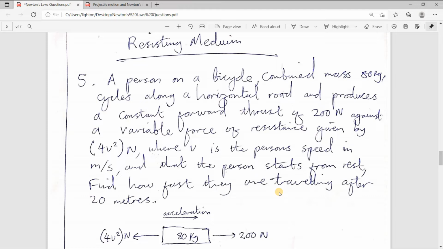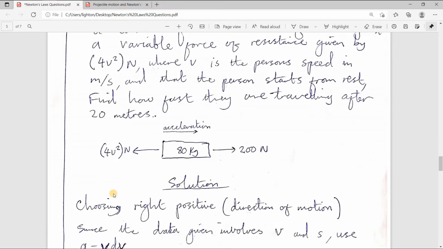Find how fast they are traveling after 20 meters. That's the question. We want to find how fast they are traveling after 20 meters. As you can see, there's a diagram here showing the direction of motion. You see the acceleration there is pointing to the right, so the direction of motion is towards the right. The thrust is also pointing to the right by the arrow, 200 newtons to the right.